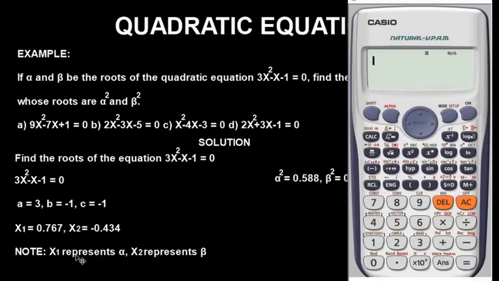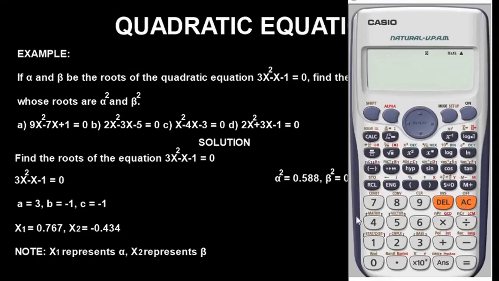So right now our alpha, which is the same thing as S1, is 0.767. To store this number, you press Shift, this arrow button stands for store. Then look at alpha here, this button. Once you do it, it will indicate here that this value has been stored as alpha in the calculator. So you wipe it and store beta.